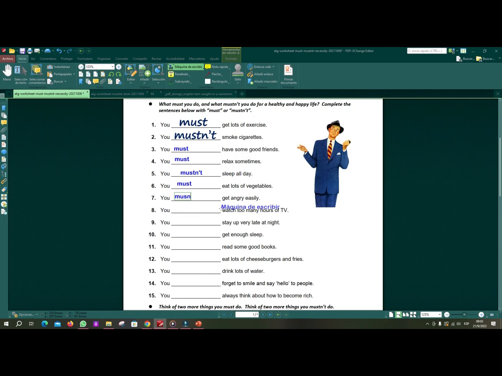Yes, mustn't. But sometimes we can't do that. Okay, so you mustn't get angry easily, right? Nice. 8, you watch too many hours of TV. Do you think that would be healthy to watch many hours of TV? Must or mustn't? What do you think about that one? Mustn't, right? Yeah, you shouldn't do that. You mustn't do that. Nice.